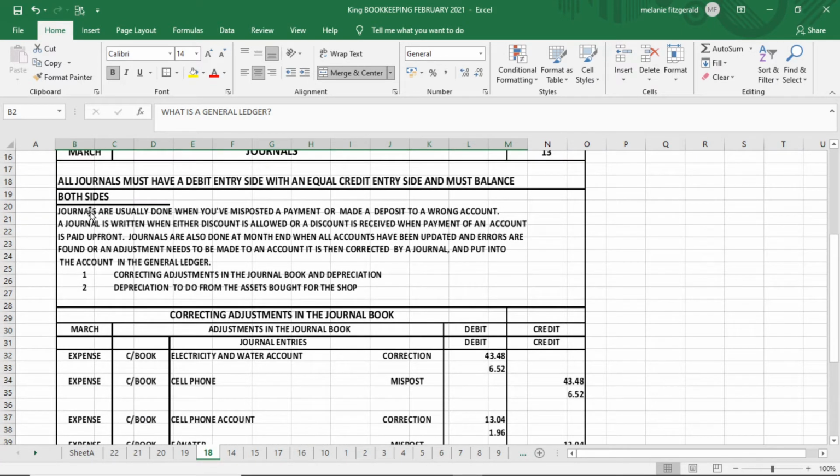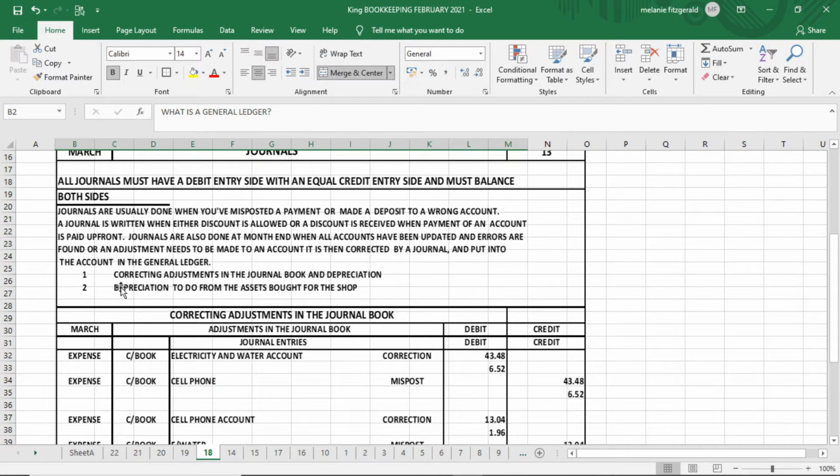Journals are usually done when you've misposted a payment or made a deposit to a wrong account. A journal is written when either a discount is allowed or a discount is received when payment of an account is paid up front. Journals are also done at month end when all accounts have been updated and errors are found, or an adjustment needs to be made to an account. It is then corrected by a journal and put in the account in the general ledger.